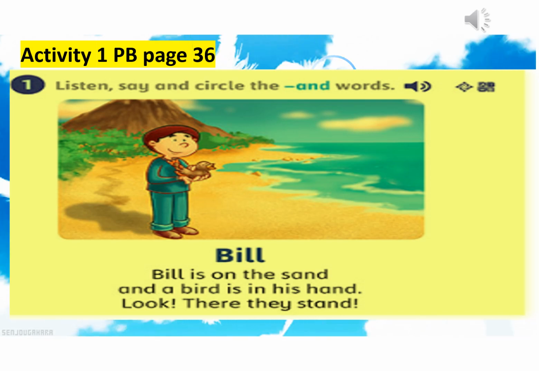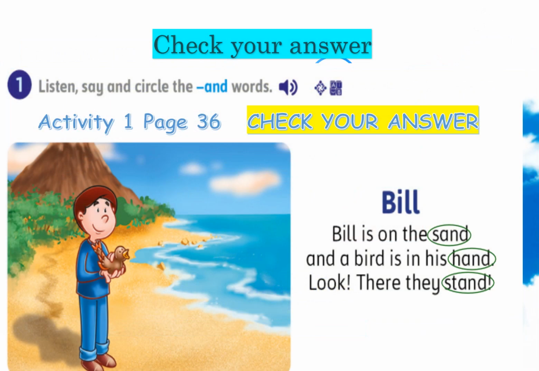Very good. You are required to circle AND words in the text. Have you finished? Let me check your answer. Bill is on the sand. The first word is sand, S-A-N-D. And the bird is in his hand. The second word is hand, H-A-N-D. Look, there they stand. The third word is stand, S-T-A-N-D. All these 3 words end in the rhyme A-N-D.